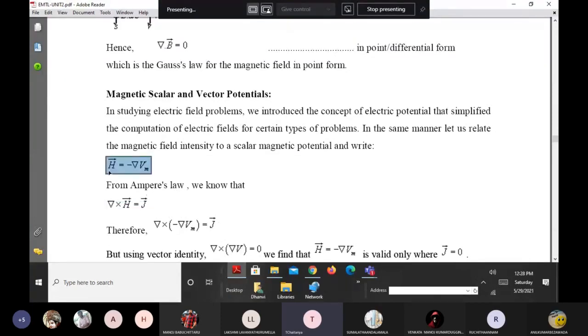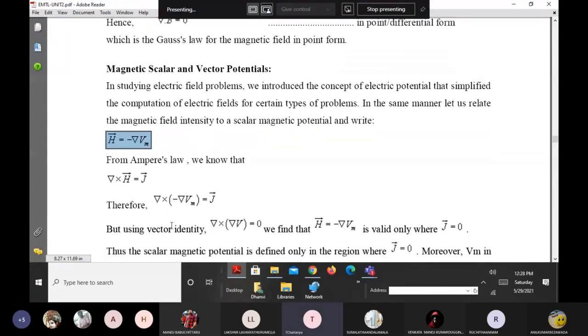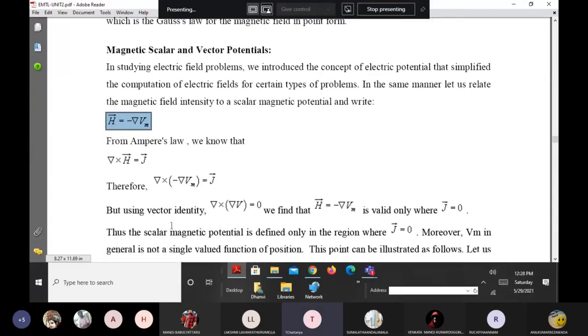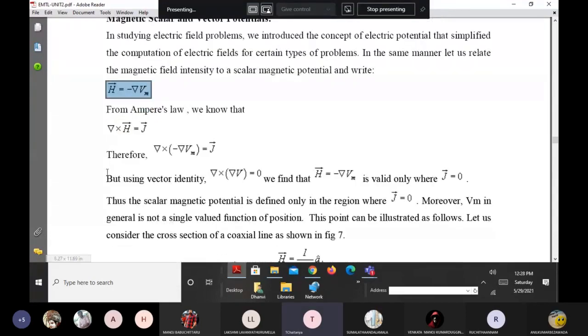From the electrostatic reference, I have made one more equation, that H bar equals minus del V suffix M. Let me substitute minus del V suffix M in the place of H here. So del cross minus del V suffix M, but using the vector identity, del cross del V equals 0. This is from the vector identity.